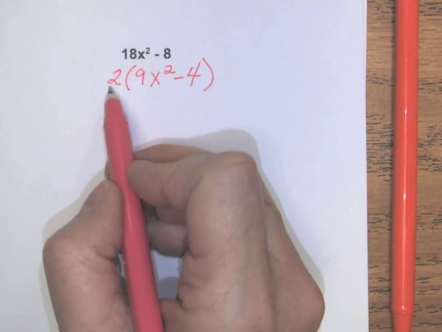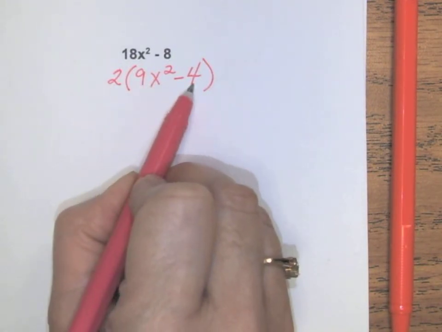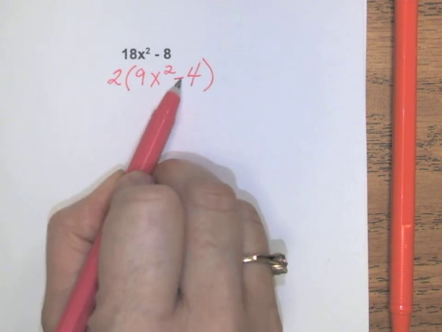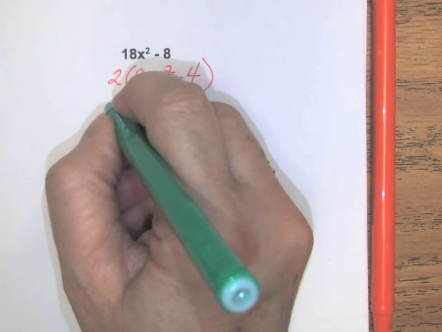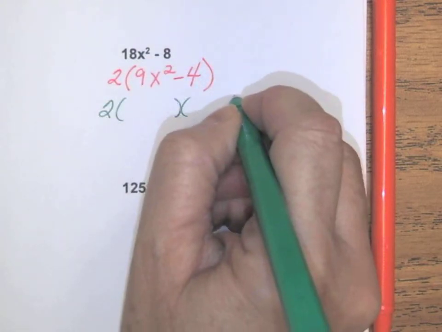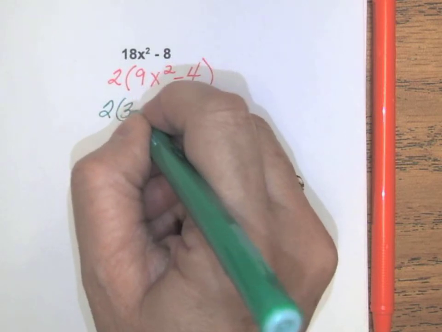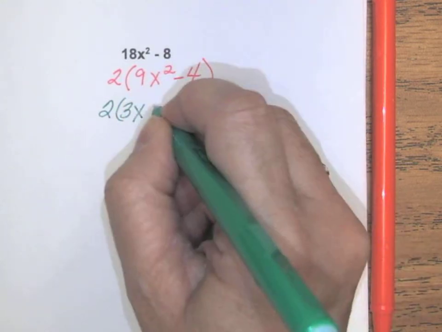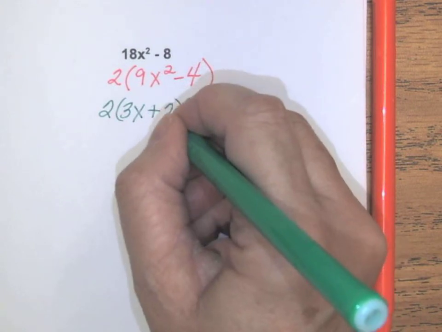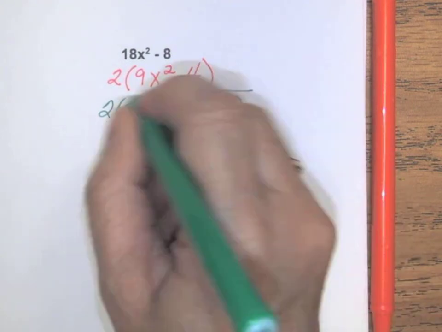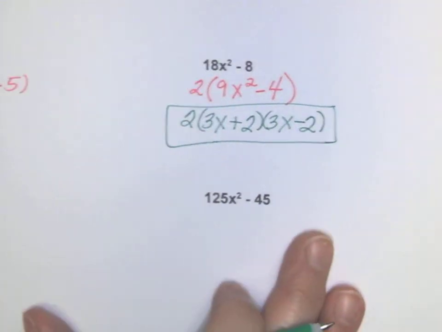Now that I've factored out the GCF, the greatest common factor, is what's left difference of two squares? Yes, there's a minus for the difference. This is a perfect square. This is a perfect square. You have to leave the 2. That GCF stays as part of your answer. It can't go away. Square root of 9 is 3, so we have 3x and 3x, a plus and a minus. Square root of 4 is 2. Now we're done, but please don't make the 2 go away. The GCF has to stay as part of your answer.